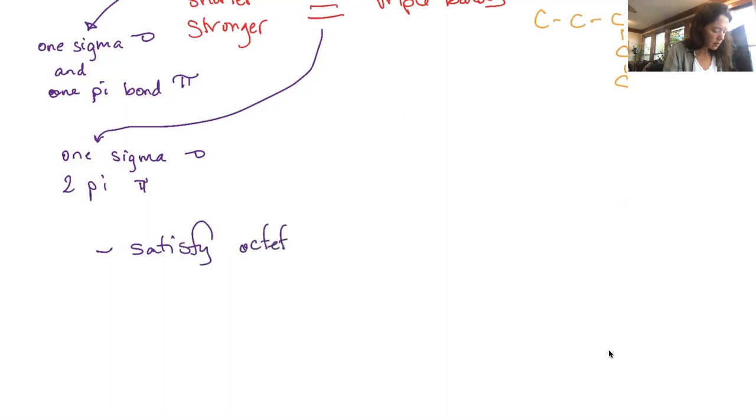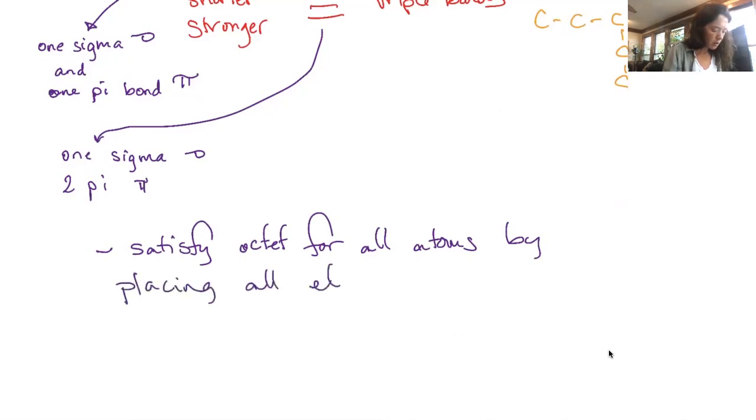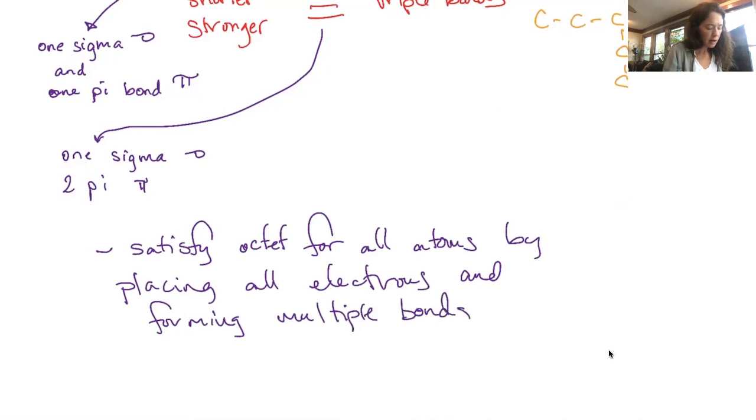octet for all atoms by placing all electrons and forming multiple bonds. That means double or triple if necessary. Okay, it takes practice, but it gets pretty easy. Just take the same steps all the time, all right?